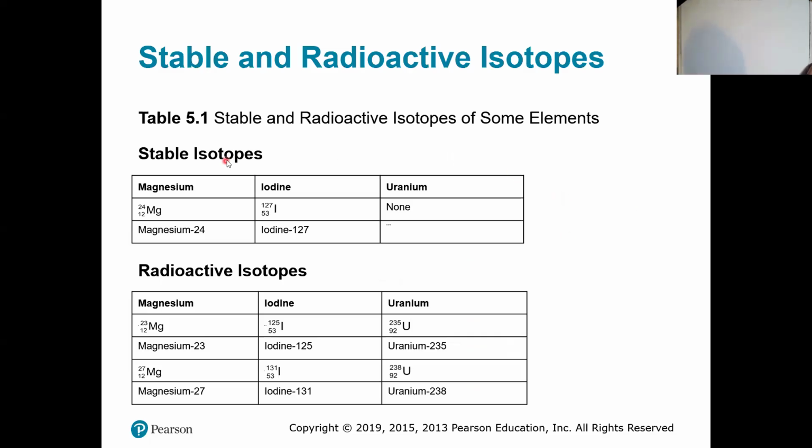These are just some examples of stable isotopes versus radioactive isotopes. And you can see that something like magnesium, which has a stable isotope, also has multiple radioactive isotopes. The same is true for iodine. Then we have something like uranium, which has no stable isotopes. All of the isotopes of uranium will undergo some type of radioactive decay.